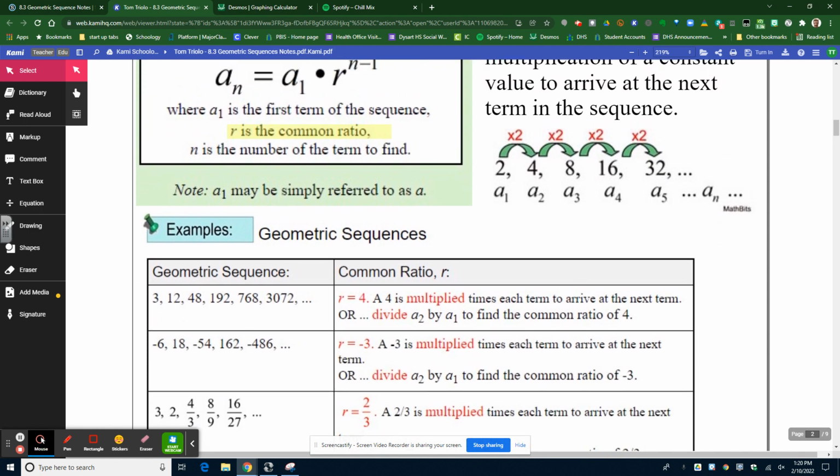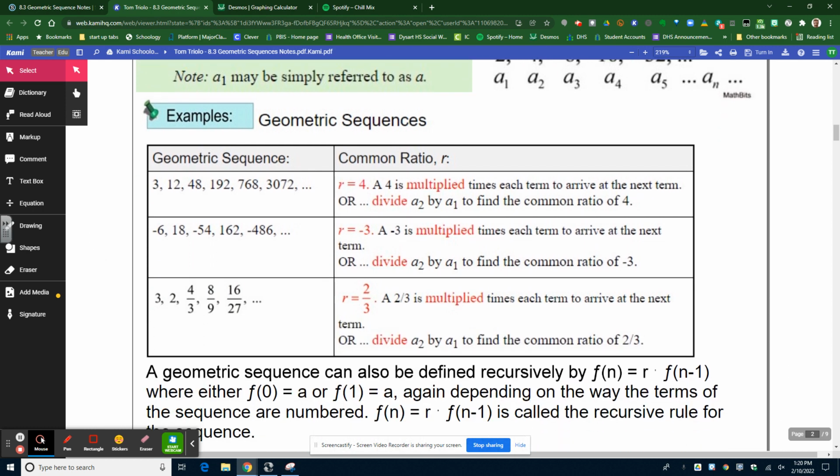Your common ratio could be a negative. So if you're multiplying by a negative, it's going to flip-flop depending on what your first number is. In this case, it's negative. So then goes positive, then goes negative, then goes positive, then goes negative, and I'm going to keep going. The numbers will not always get bigger because if my common ratio is smaller than 1, the numbers will get smaller.